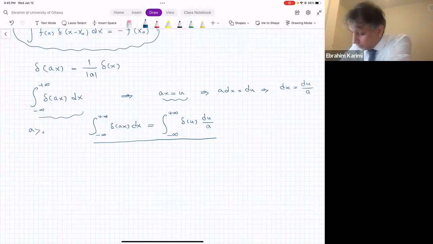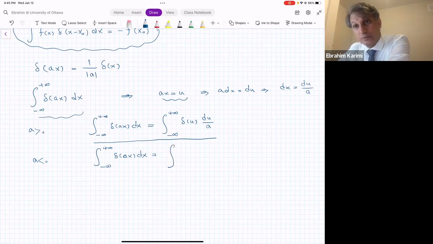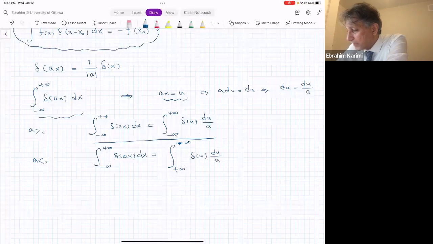Good. What is happening when A is negative? Then the integral from minus infinity to plus infinity of delta of AX dx, with the change of variable, will be identical, right? The only thing that happens is that the interval is now swapped. Because A is negative, that becomes plus infinity, and that becomes minus infinity. Then we have delta of U du divided by A. Agreed?